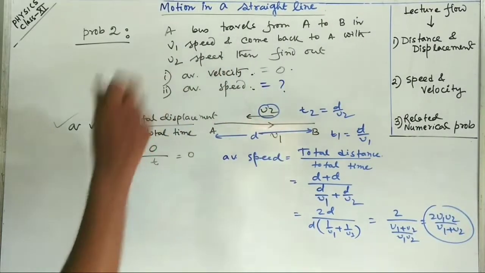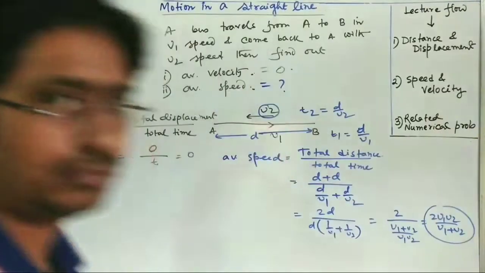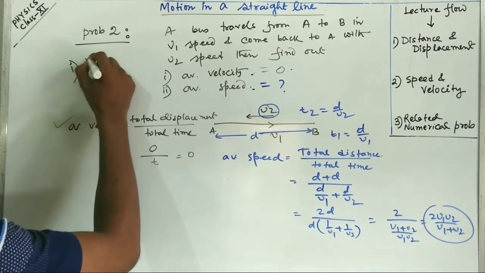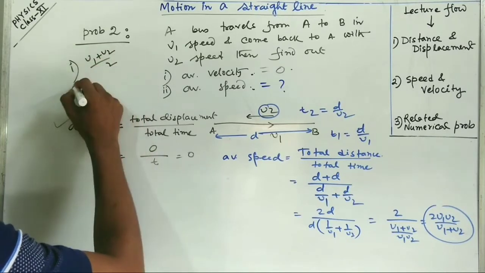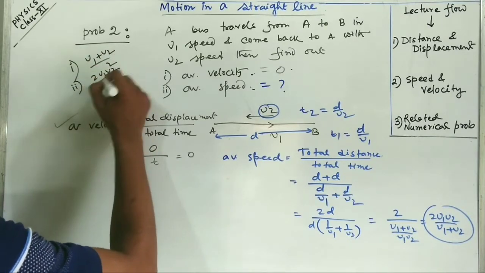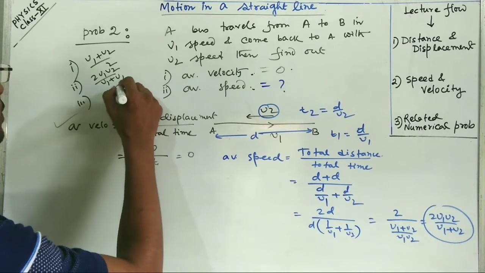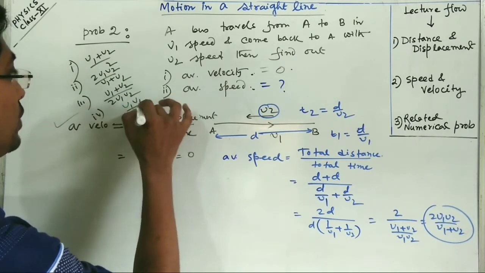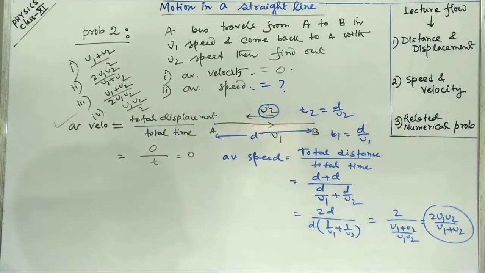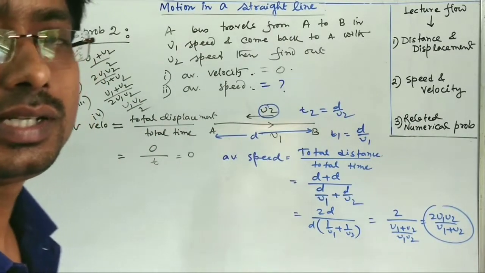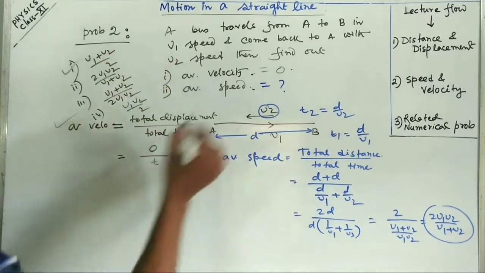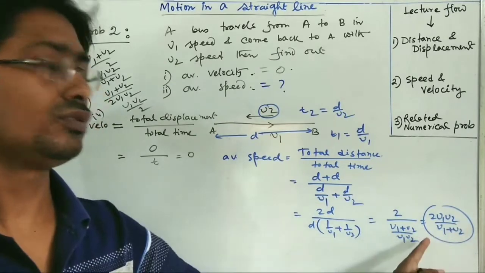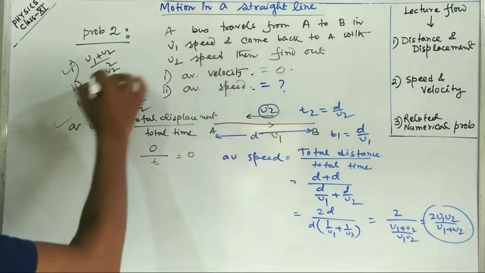Okay, this question comes as an MCQ type, so options will be given in this way. First option, V1 plus V2 by 2. Second option, 2 V1 V2 by V1 plus V2. Third option, V1 plus V2 by 2 V1 V2. And fourth option, V1 V2 by 2. A student just reading the question ticks the first option, V1 plus V2 by 2. So it will be wrong. It comes as 2 V1 V2 by V1 plus V2. So the second answer will be the right answer.